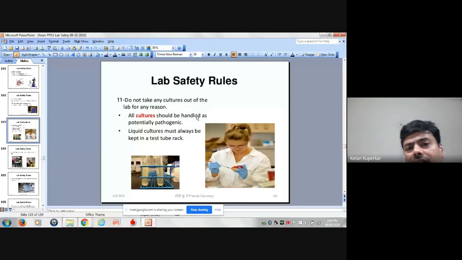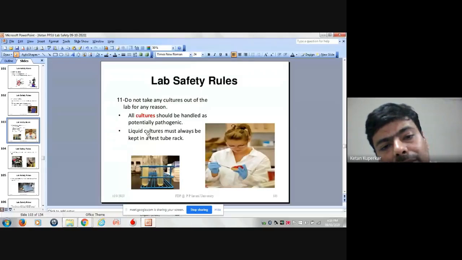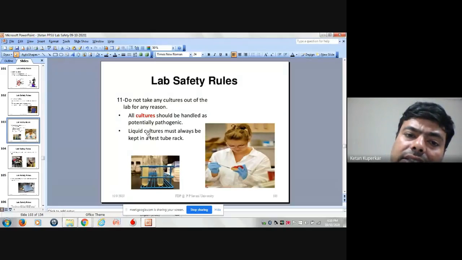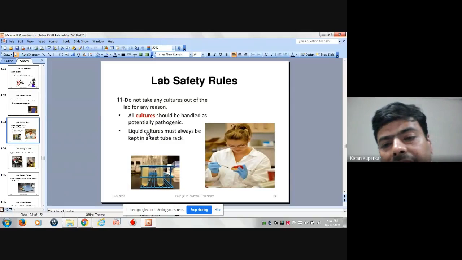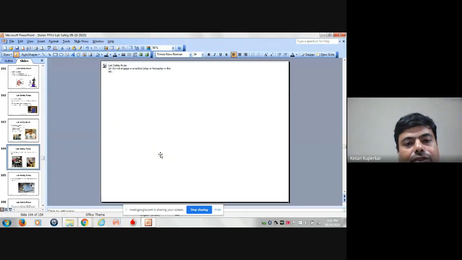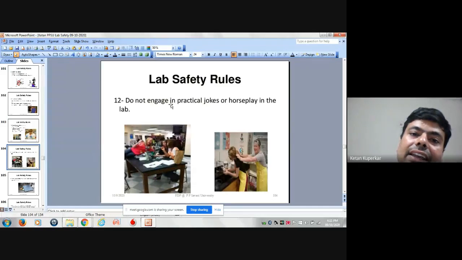Cultures should be handled properly. Those who are dealing with biological practicals definitely need to handle all their cultures in a proper, systematic way. You cannot leave potentially pathogenic cultures on the platform as and when, and all liquid cultures should be stacked in a test tube rack.